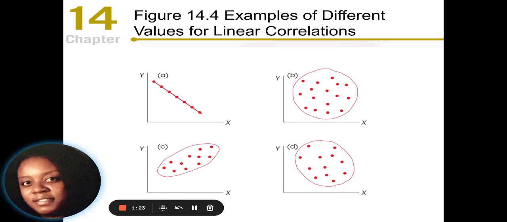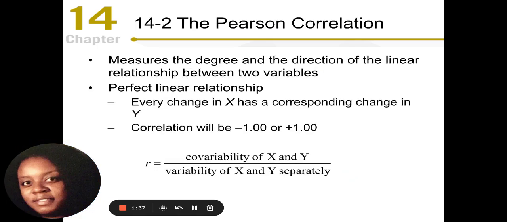Here are some examples of different values for linear correlations. We can see a negative correlation in A, no correlation in B, and a positive correlation in C. In D, we can also see no correlation because it's not forming a linear pattern.